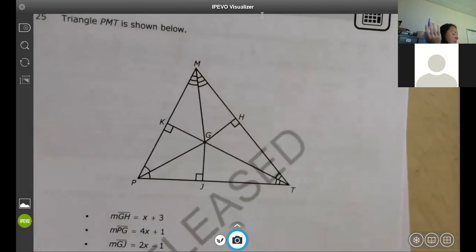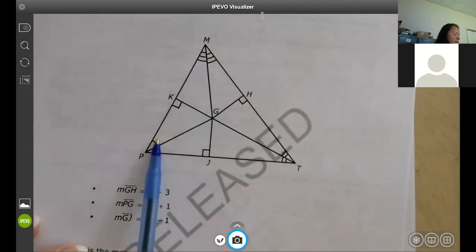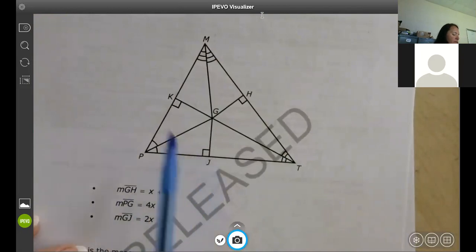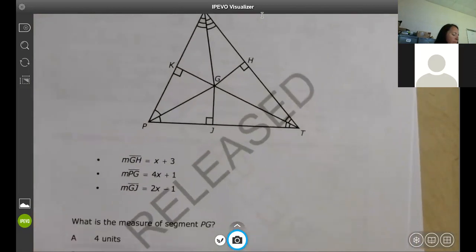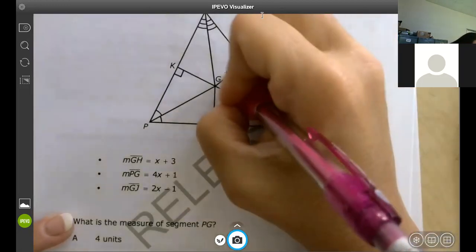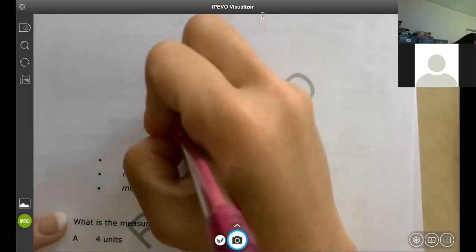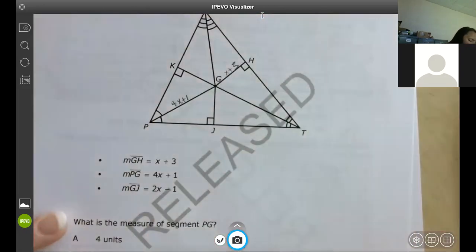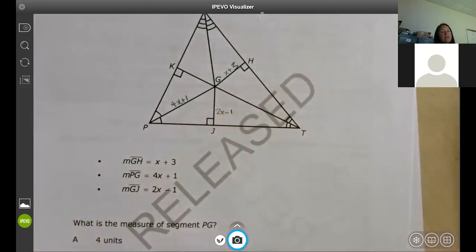So triangle PMT is shown below. And remember that this means that these two are the same angle, these two are equal, these two are equal. And then we have some 90 degrees here, so those will help us out as well. All right, so it says measure of GH, and I always just go ahead and put those in. GH is this line is X plus 3. PG is 4X plus 1, and GJ is 2X minus 1. It says, what is the measure of segment PG?